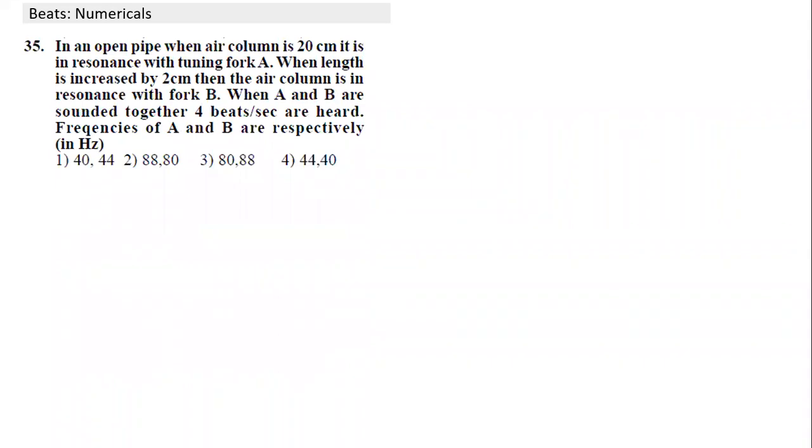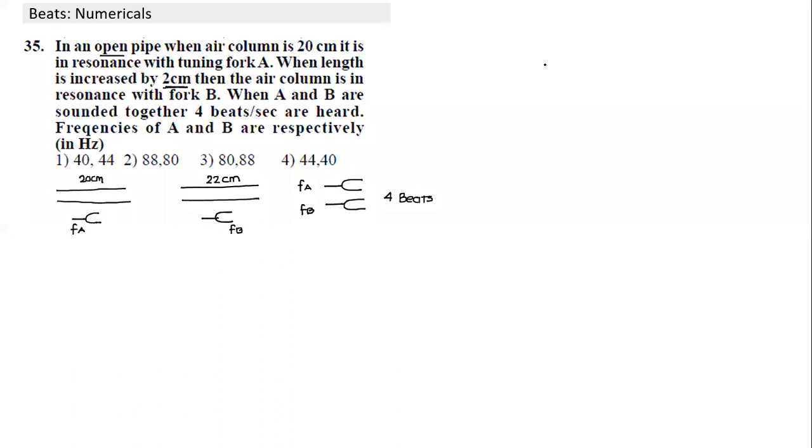This question I'll give some time. Now this time I think all of you try. If I convert the information given in the question into a mental picture: an open pipe, so I have drawn an open pipe. Every time you need not draw, but when solving initially, you can. Length is 20 centimeter. It is in resonance with tuning fork A. If it is in resonance, it means beat frequency is 0. The frequency of FA is the same as the frequency of the 20 centimeter open pipe.